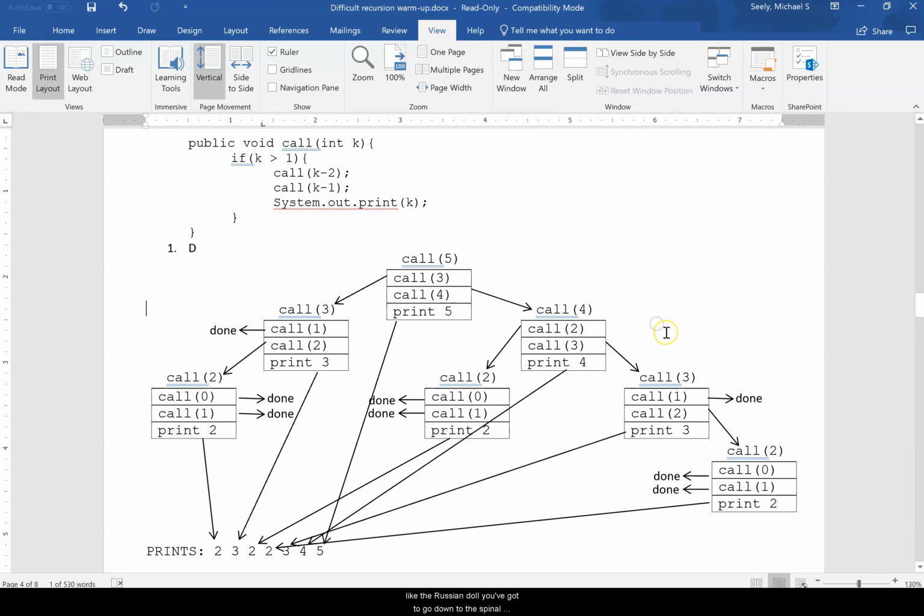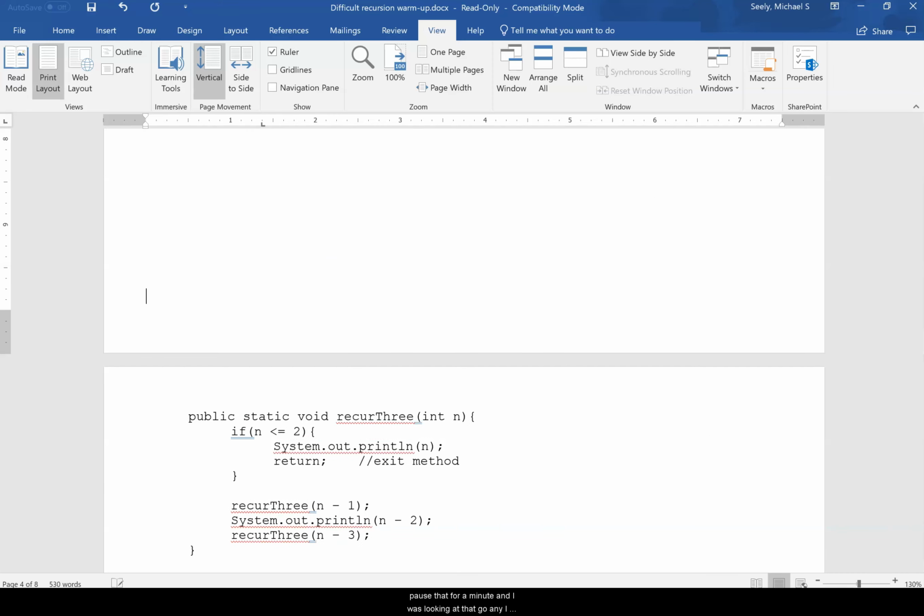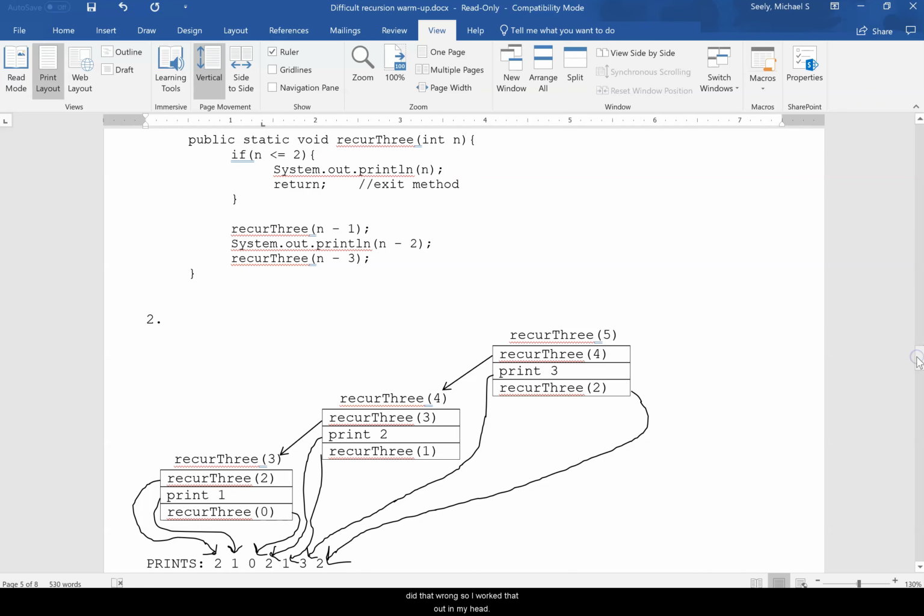Again, just think about it like the Russian doll. You've got to go down to its final layers before you can pop back up. Sorry about that. I had paused for a minute and was looking at that going, yeah, I did that wrong. So I worked that out in my head. I've got to switch this document up before I put it up online for you guys.